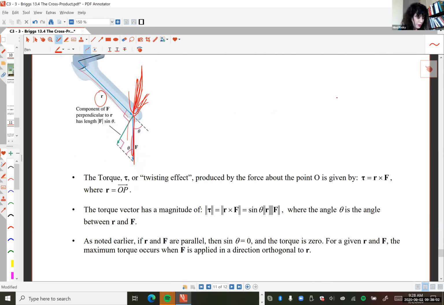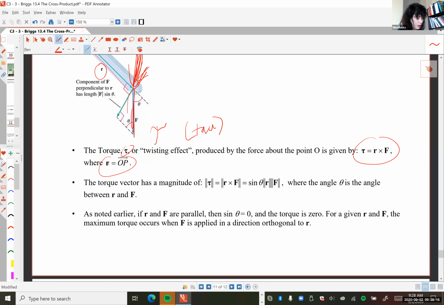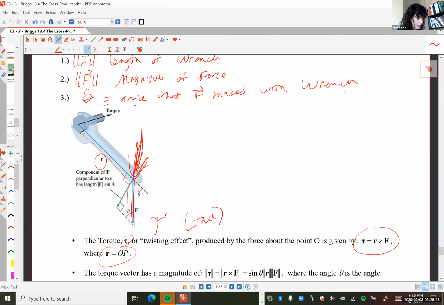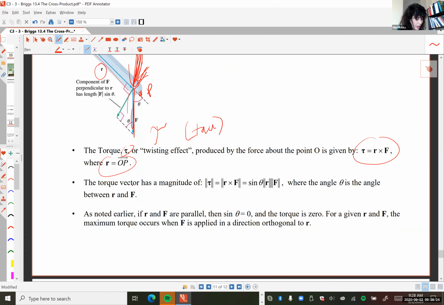Okay, so they use a tau, this is tau, for torque, and that's your twisting effect. It turns out it's the cross product of your wrench vector with your force vector. You can think of your wrench starting at some O, so like over here could be your O, and ending at P over here, so the vector OP. So the torque vector has a magnitude of the magnitude of the wrench vector crossed with your force.